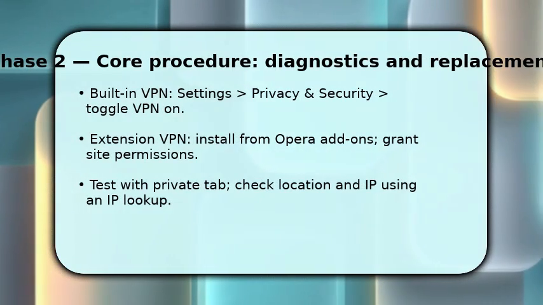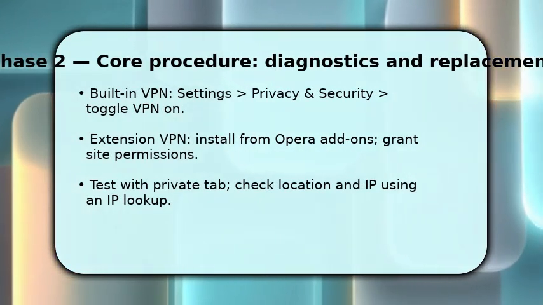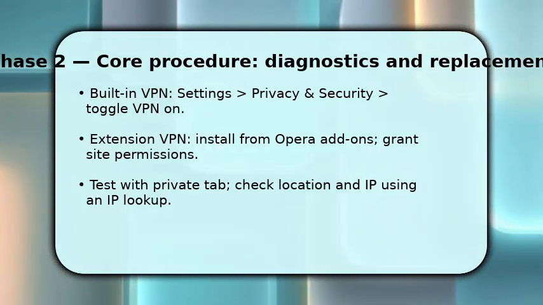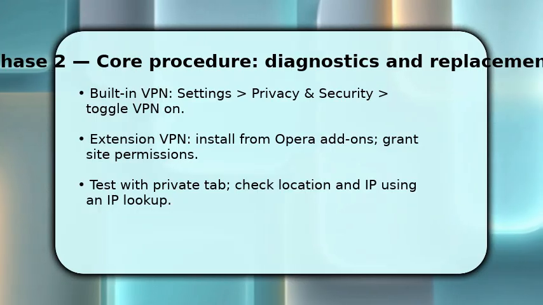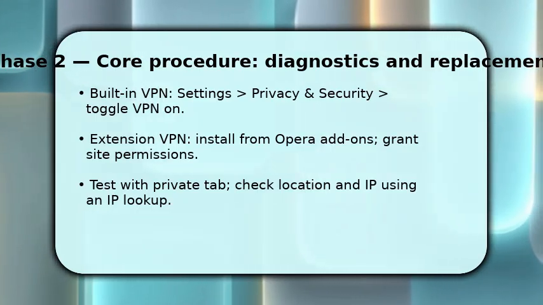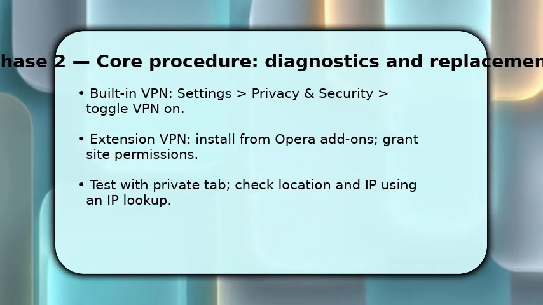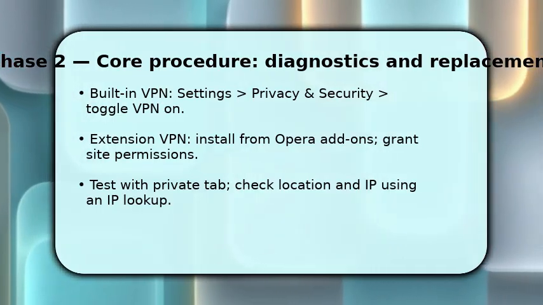Now enable the VPN. If using Opera's built-in option, open Settings, find Privacy and Security and toggle VPN on, then a badge appears in the address bar. If using an extension, install it from Opera add-ons, allow the required permissions, and pin the toolbar icon.